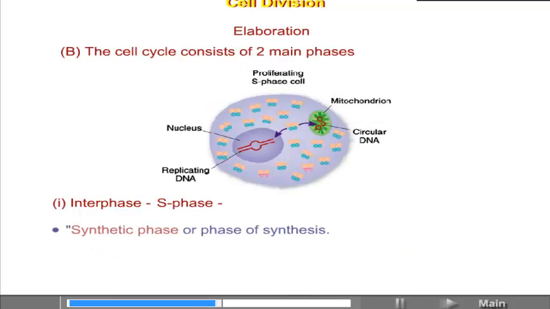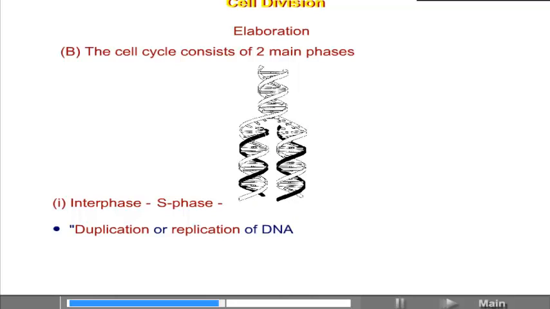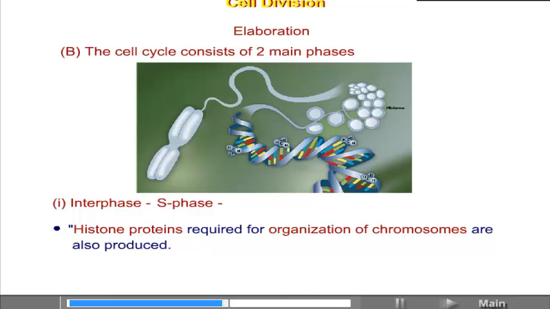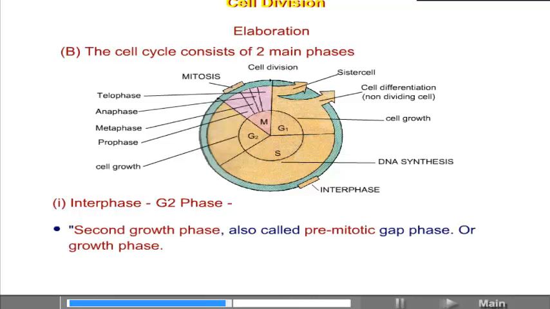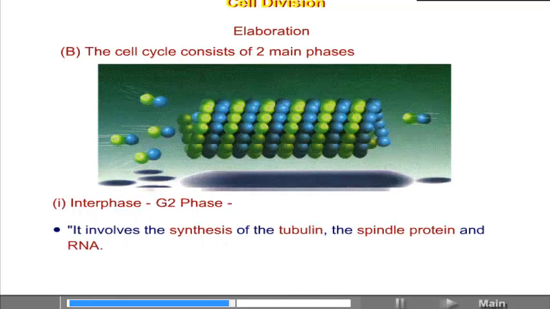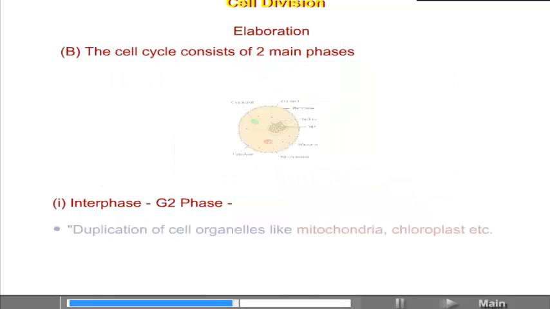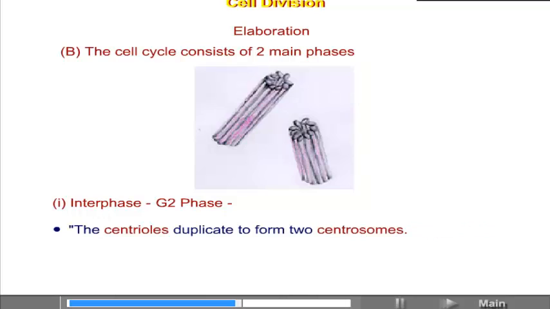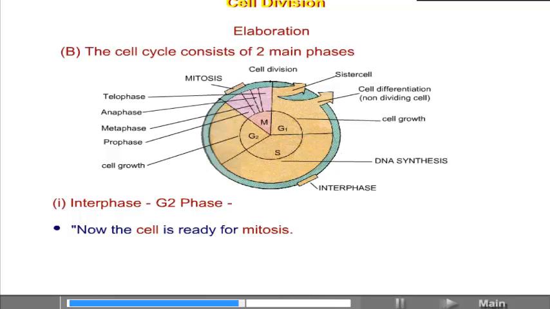S phase, synthetic phase or phase of synthesis. Duplication or replication of DNA. Nucleus becomes double in size. Histone proteins required for organization of chromosomes are also produced. G2 phase, second growth phase, also called pre-mitotic gap phase or growth phase. It involves the synthesis of tubulin, the spindle protein, and RNA. Duplication of cell organelles like mitochondria, chloroplasts, etc. The centrioles duplicate to form two centrosomes. Now, the cell is ready for mitosis.